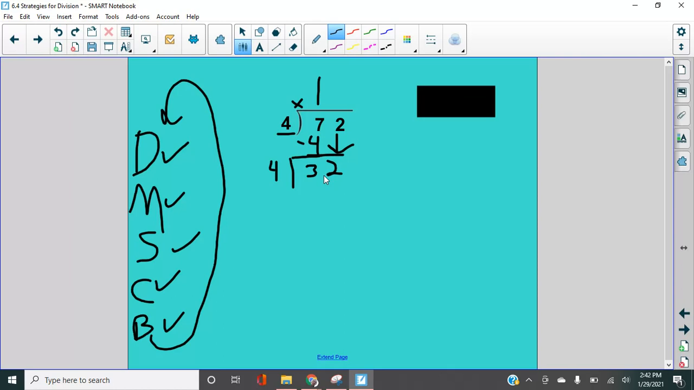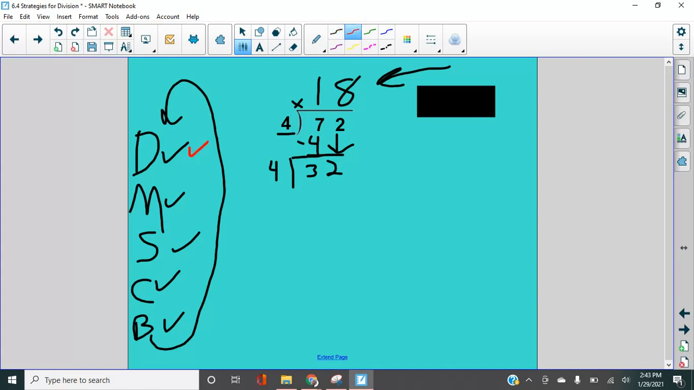The 8 goes up here in the answer. This is the answer space. So when you divide, the answer goes on the top in a division problem. The answer goes on the top. So I have now divided.